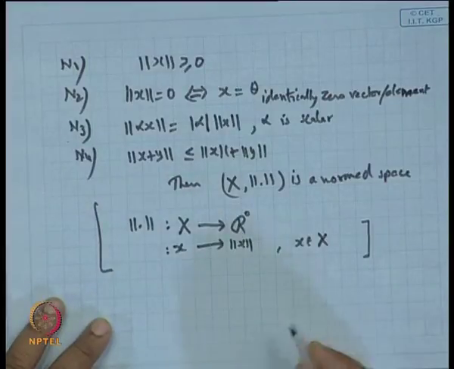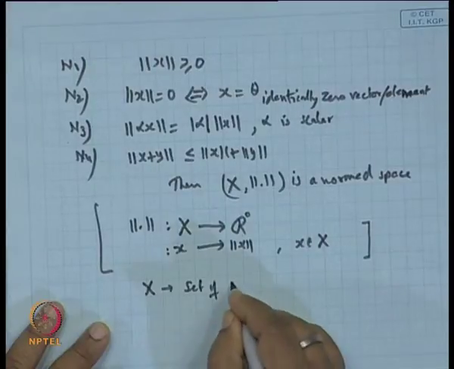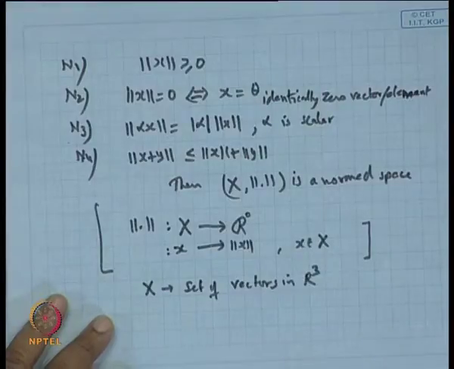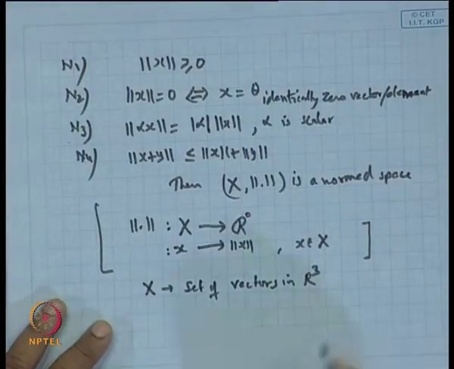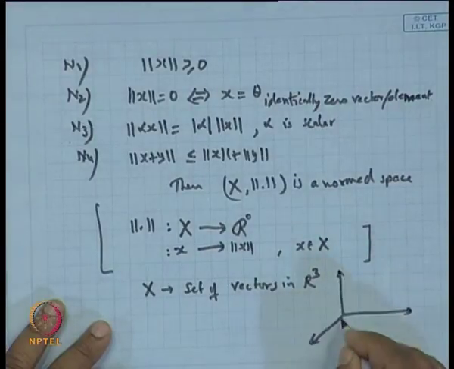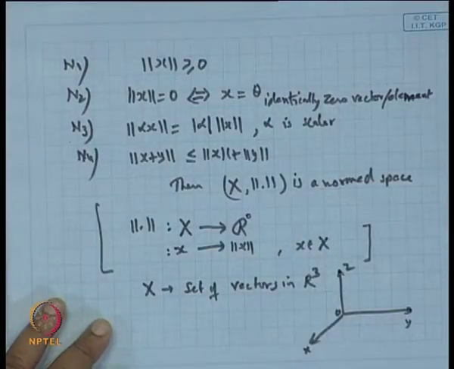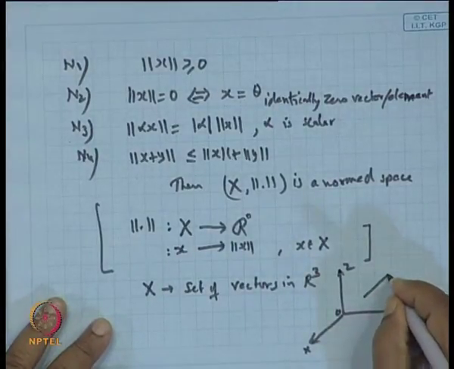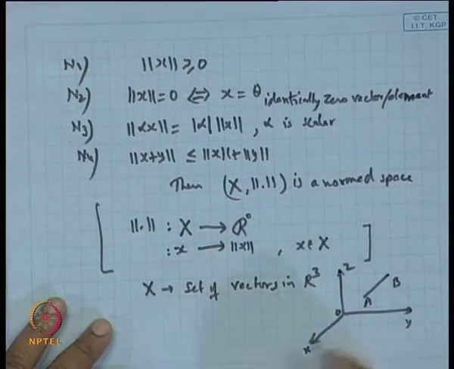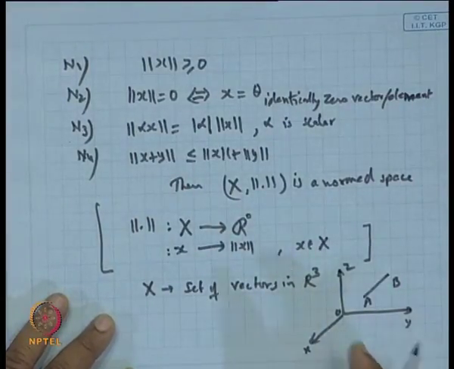If we look at this vector space X, a set of vectors in the 3-dimensional plane, suppose R3, then we have these properties which are enjoyed by vectors in a 3-dimensional plane. First thing is the length of any vector AB can never be 0 or negative. Length of the vector can never be negative.